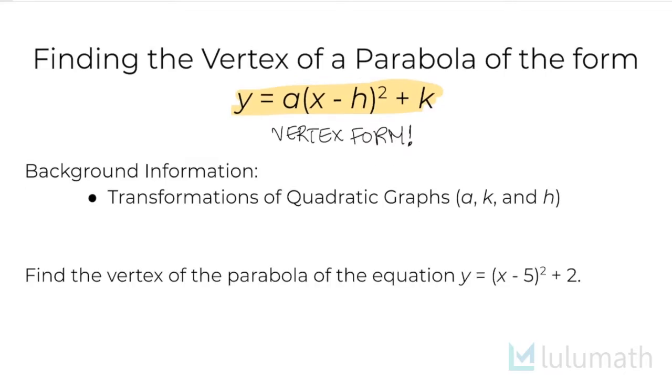In the first question that we have here, we're asked to find the vertex of the parabola of the equation y equals the quantity x minus 5 squared plus 2. I want to show you what this graph will look like so we can identify the vertex simply from looking at the graph. Then we will use our information about transformations of graphs to identify the vertex without actually having to graph it out. But let's look at the graph to begin with.